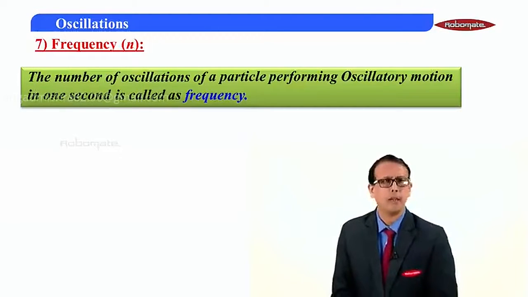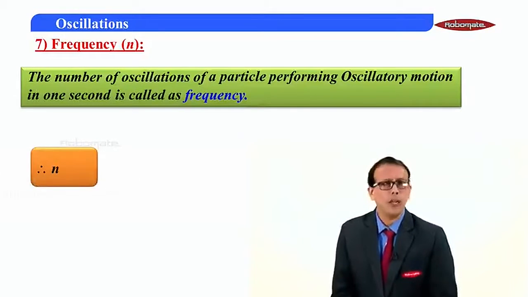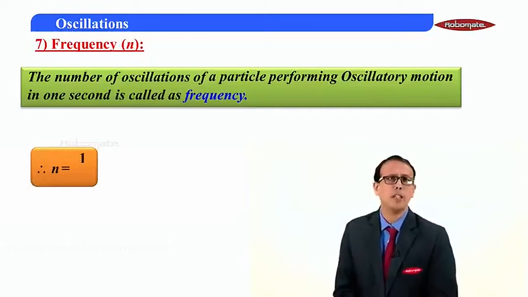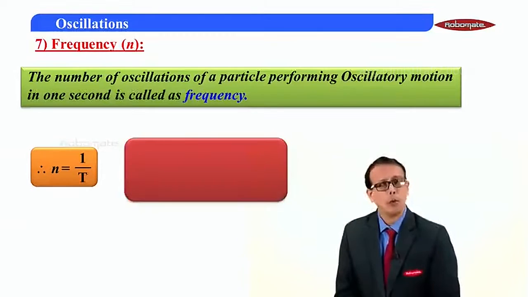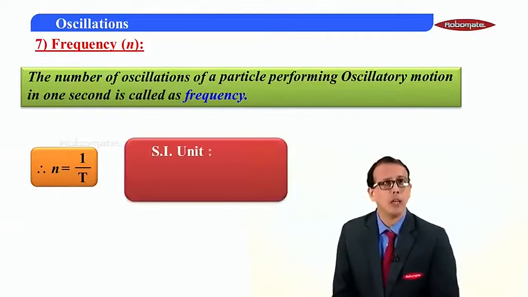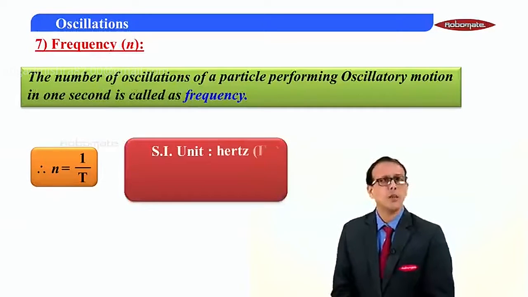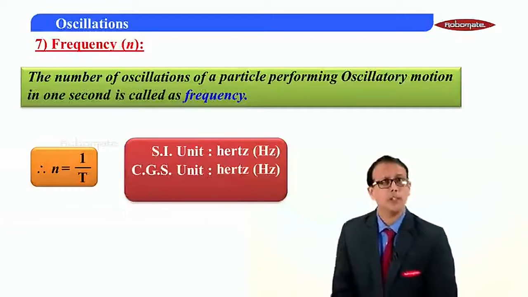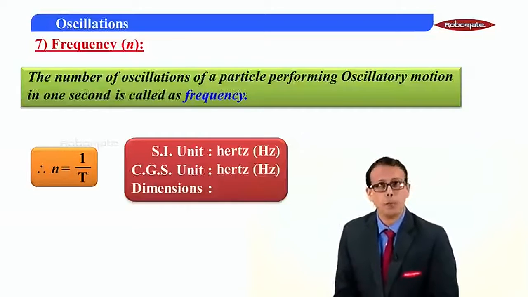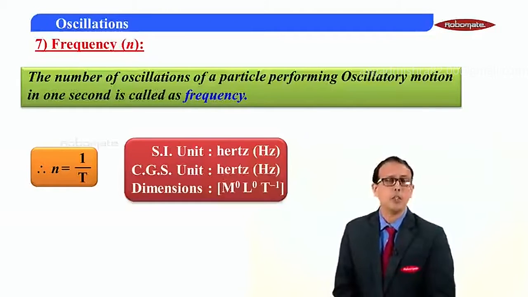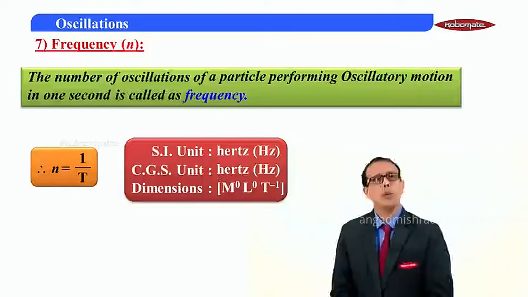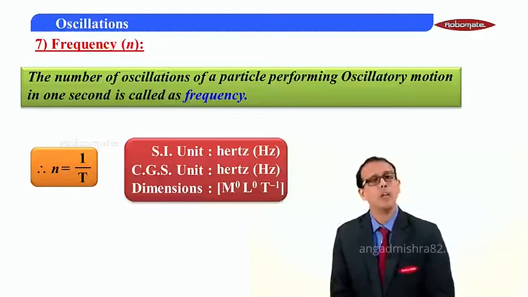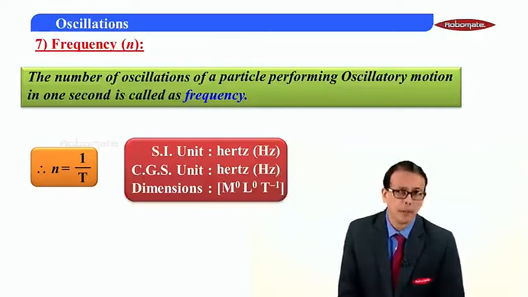Formula, as we know, it is the reciprocal of time period, so n is equal to 1 upon T. And units, reciprocal of time period, 1 upon second is called hertz, hence SI unit is hertz. CGS unit also remains the same, so it is hertz. And dimensions will be reciprocal of time period, hence M raised to 0, L raised to 0, T raised to minus 1. So these were the 7 terminologies that we will be frequently using in this chapter.